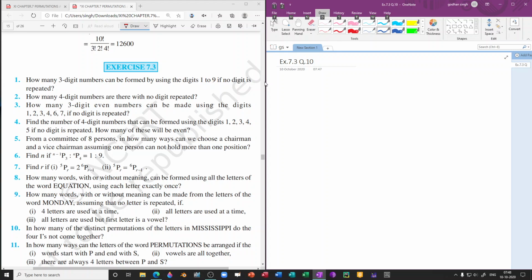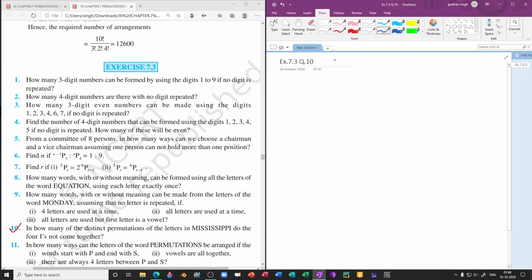Exercise 7.3, question number 10. In how many ways of the distinct permutation of the letters in Mississippi do the 4 I's not come together? So to solve this one, we'll first find all the words which are possible with the letters of the word Mississippi, and from that we'll subtract the case when all the 4 I's come together. We'll subtract those words in which all the 4 I's come together, and we'll get our answer. So let us start doing question number 10.